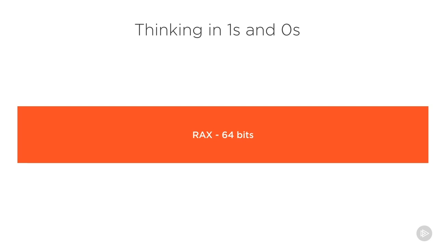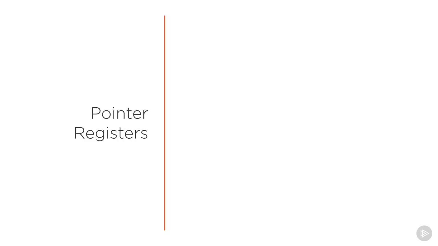Consider RAX, which is a 64-bit register. That means it can contain 64 ones or zeros. From RAX, we can reference the lower 32 bits, which would be EAX. And from EAX, we can reference the lower 16 bits, which would be AX. AX can be further broken down into the lowest 8 bits, which is AL, or the upper 8 bits, which is AH. At this point, you may be asking yourself, why so many registers, and what are their actual purpose?